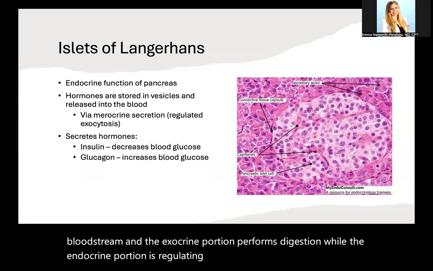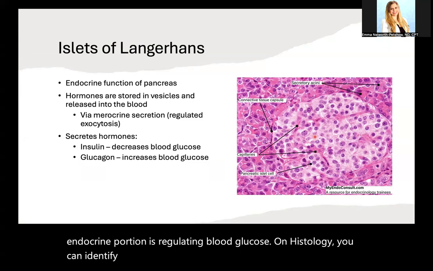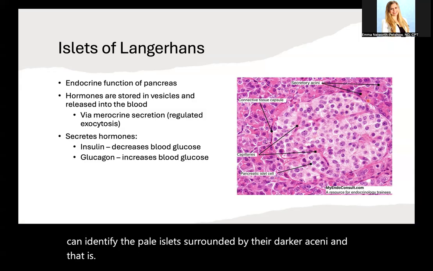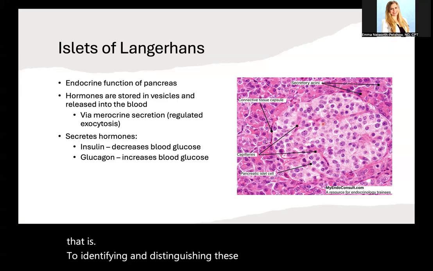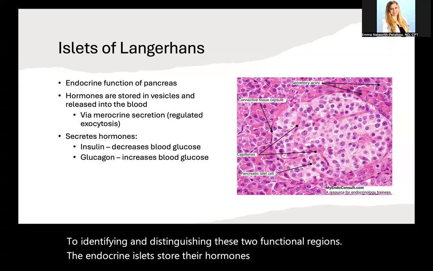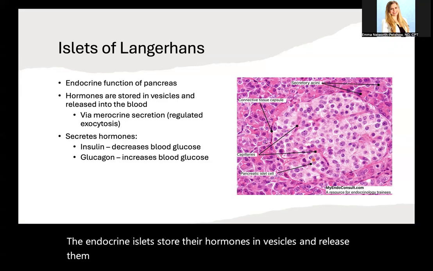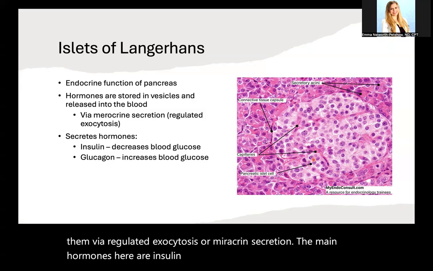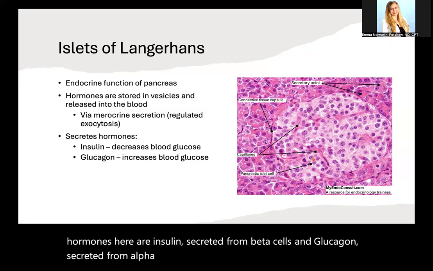On histology, you can identify the pale islets surrounded by their darker acini, and that is key to identifying and distinguishing these two functional regions. The endocrine islets store their hormones in vesicles and release them via regulated exocytosis or merocrine secretion. The main hormones here are insulin, secreted from beta cells, and glucagon, secreted from alpha cells. Insulin is going to lower blood glucose and glucagon will raise it.